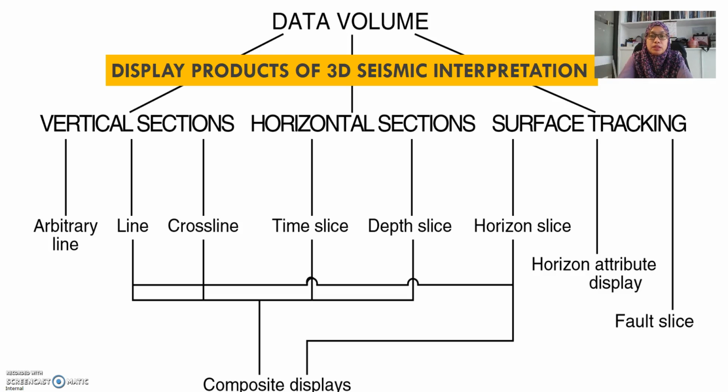For a 3D data volume, we can have several display products, so you can see more, such as I mentioned: arbitrary line, cross-line, depth slice, horizon slice, seismic attribute display, and you can also combine multiple attributes in one display that we call a composite display.